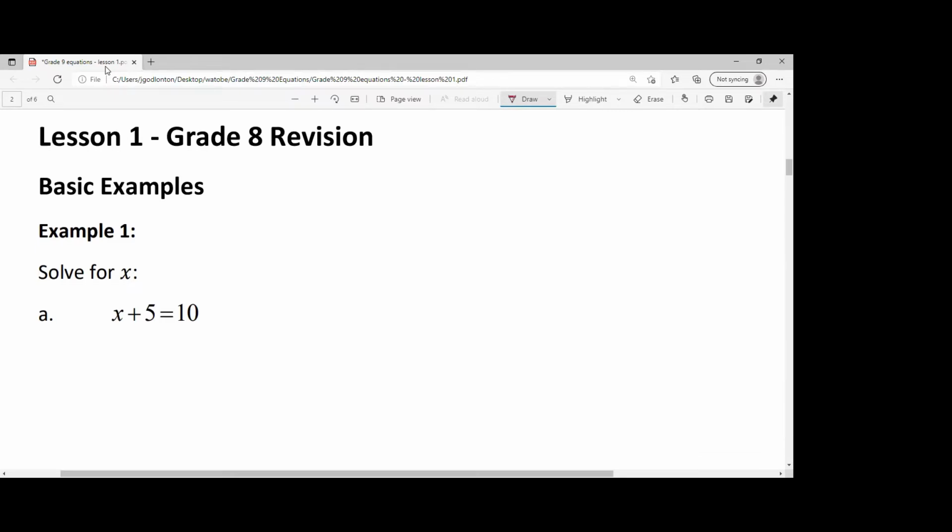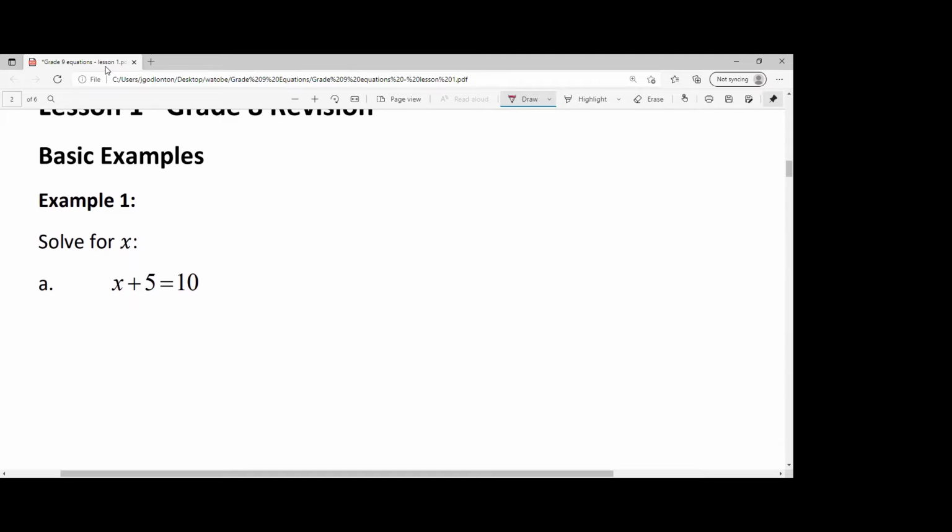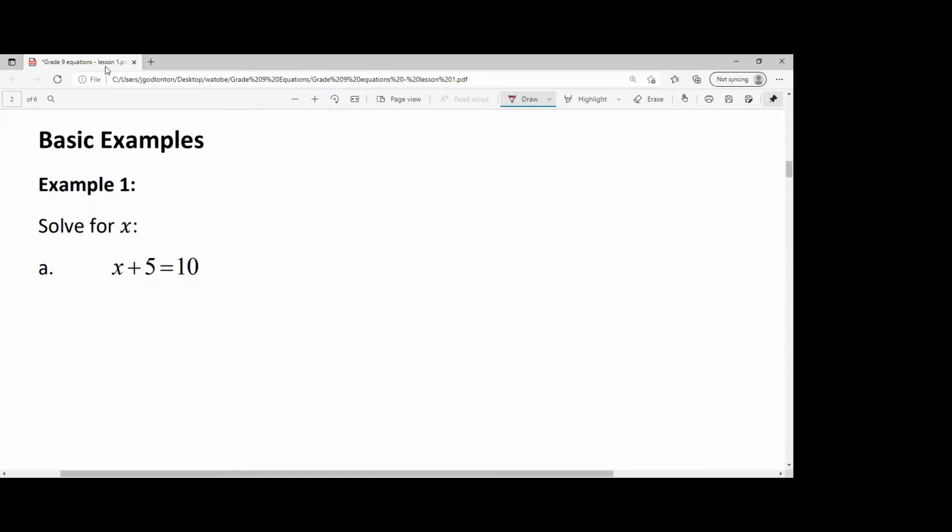So let's just talk about how we would look at this question. I'm going to explain why we do something and then give a shortcut or an easy way to do it. I'm wanting to try and figure out what x is. So I want x to be alone. So I need to get rid of this 5 because this 5 is in my way at the moment.